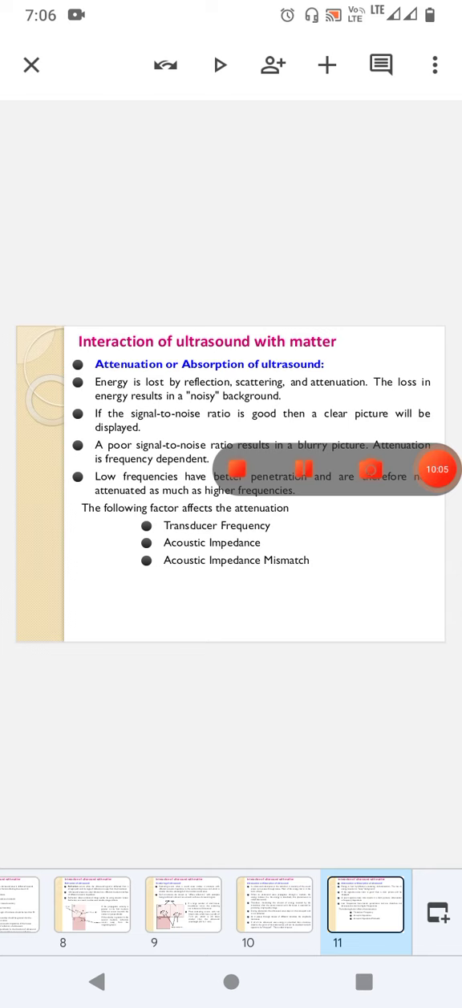As the wave passes through tissues of different densities, the amplitude decreases. If all of the ultrasonic wave energy is absorbed, then structures distal to the point of total attenuation will not be visualized and will appear as a drop. This is called a dropout. That is, you are not able to capture the image of an object. The following factors affect attenuation: the transducer frequency and acoustic impedance mismatch between the tissues. So these parameters will affect the attenuation mechanism.